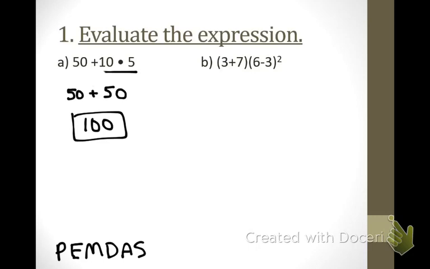So here's the thing with PEMDAS. You have not worked from left to right, because if you went back up here and you worked from left to right, you would see that 50 plus 10 is 60, and 60 times 5 is 300. Clearly that is not the answer that I got right there. So you cannot just work your problems from left to right. You have to work them using the order of operations or using PEMDAS. That acronym is going to help us, okay? So let's go on to the next one.